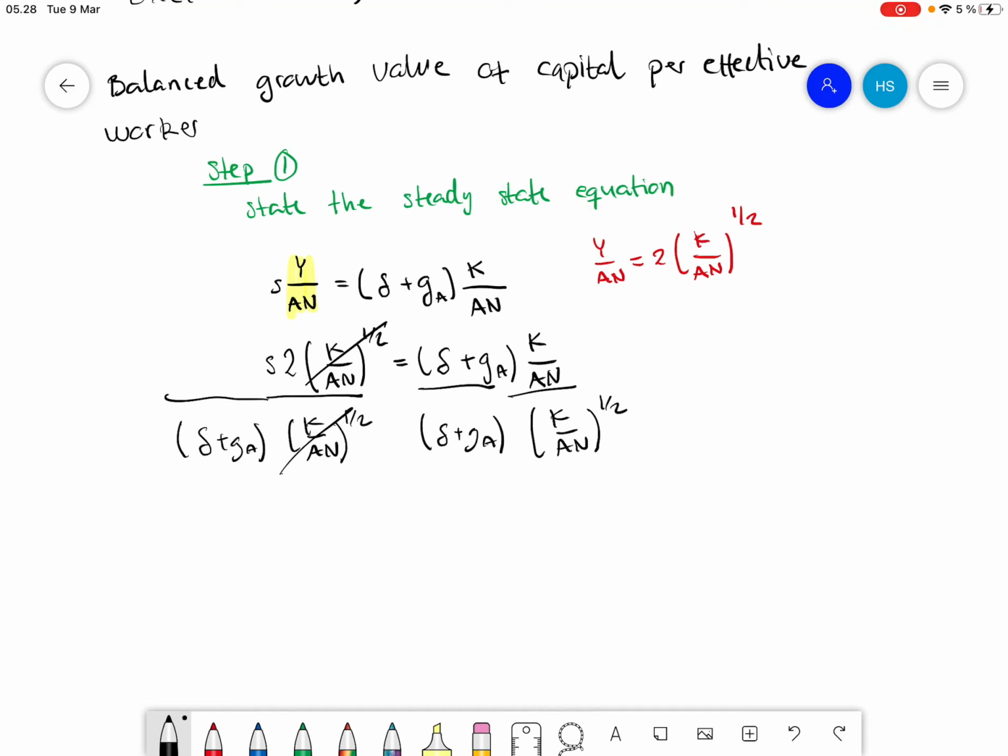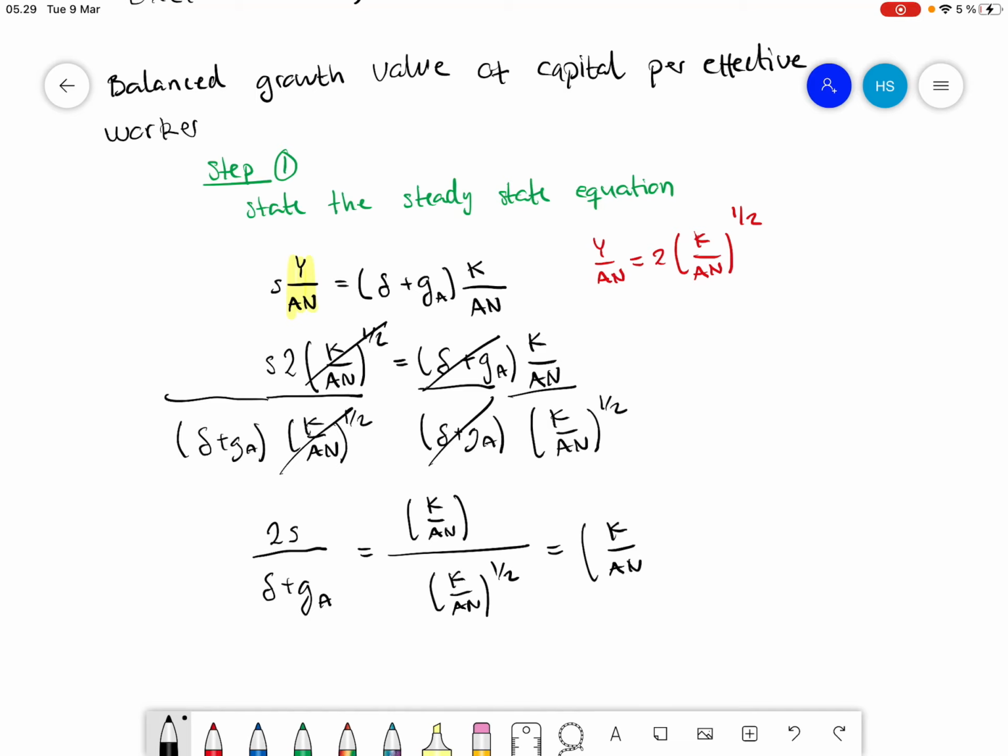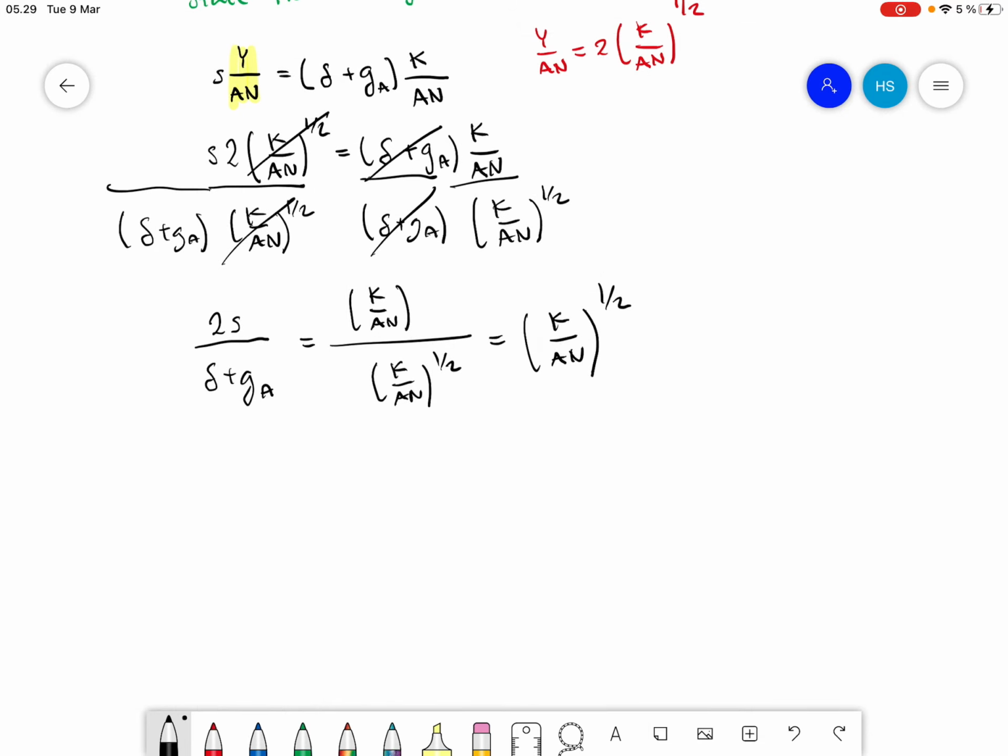So here we get that this one cancels out, this one cancels out on the right hand side, and we get that 2s over delta plus the growth rate of technology should be equal to k over an over k over an to the power of 1/2, which is equal to k over an to the power of 1/2.